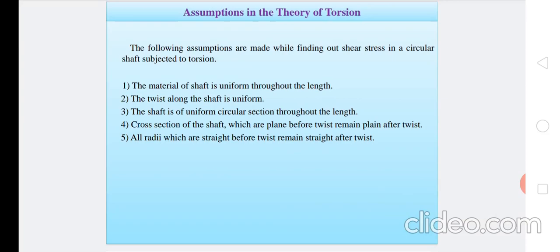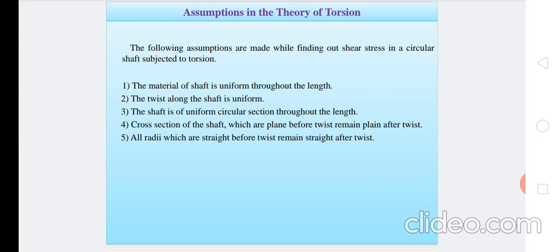Now, assumptions in the theory of torsion. The following assumptions are made while finding out shear stress in a circular shaft subjected to torsion. The material of the shaft is uniform throughout the length. The twist along the shaft is uniform.